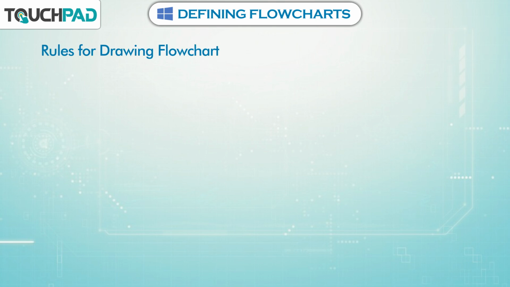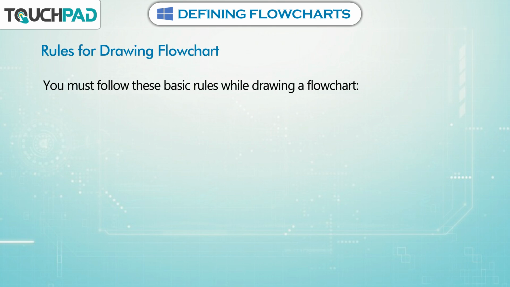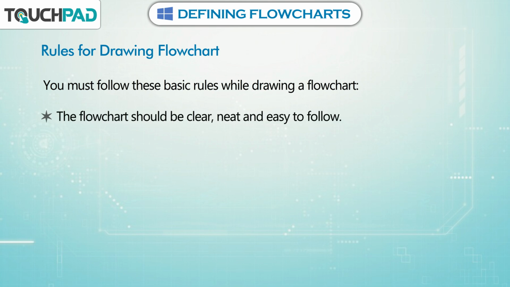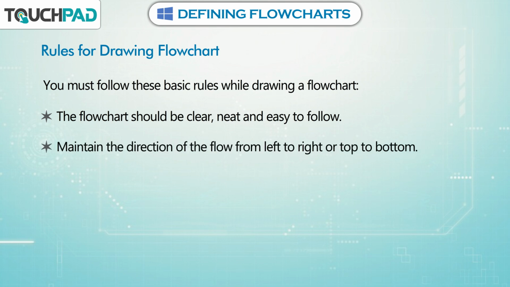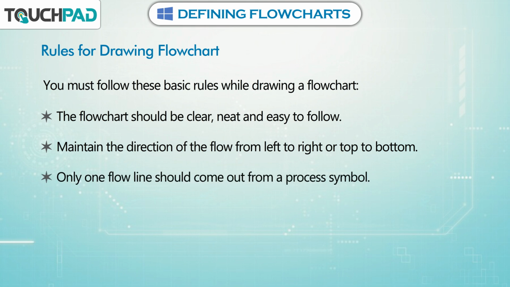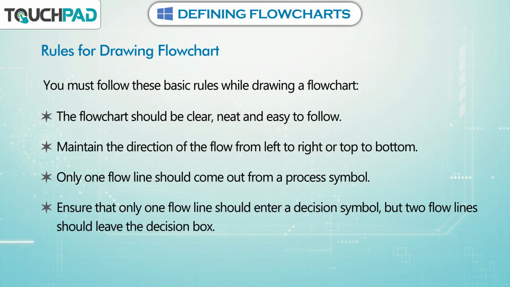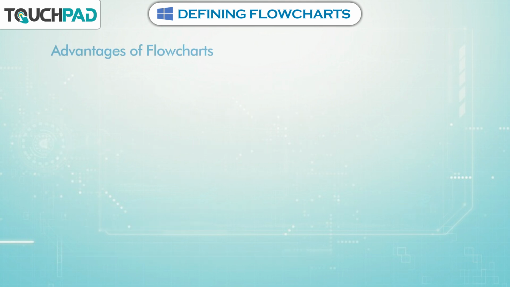Rules for drawing flowchart. You must follow these basic rules while drawing a flowchart. The flowchart should be clear, neat, and easy to follow. Maintain the direction of the flow from left to right or top to bottom. Only one flow line should come out from a process symbol. Ensure that only one flow line should enter a decision symbol, but two flow lines should leave the decision box. Ensure that the flowchart has a logical start and end.